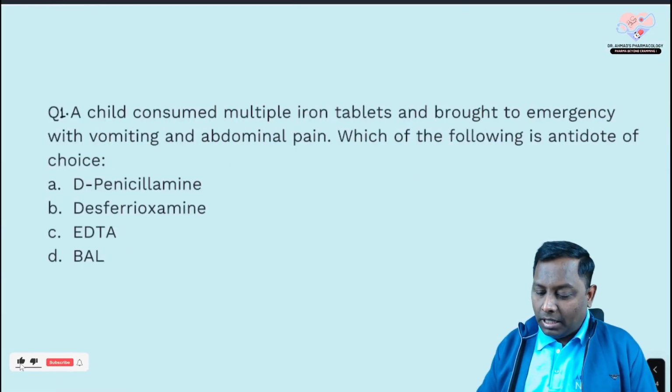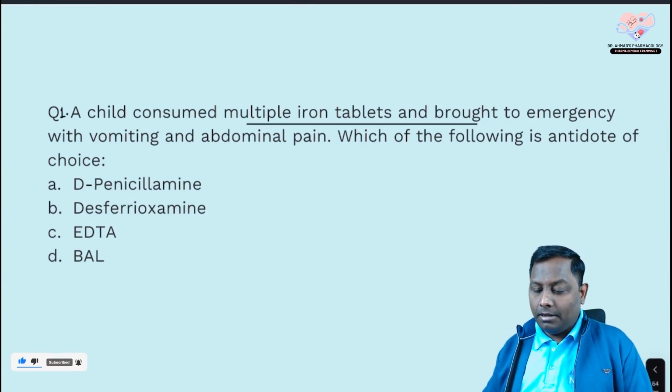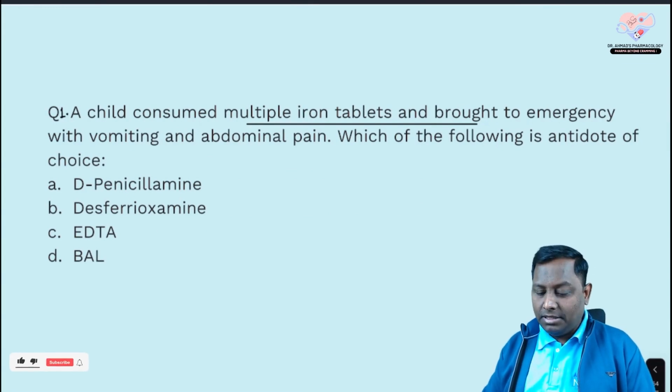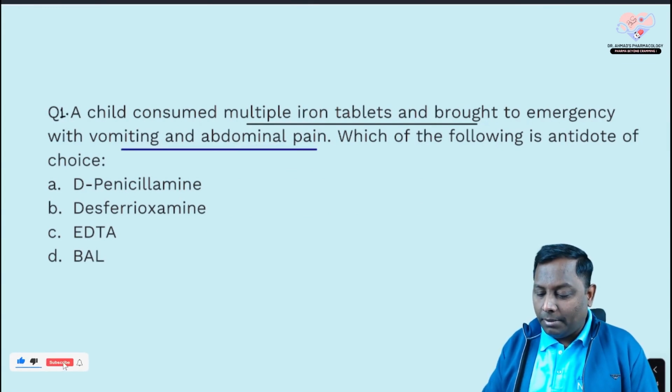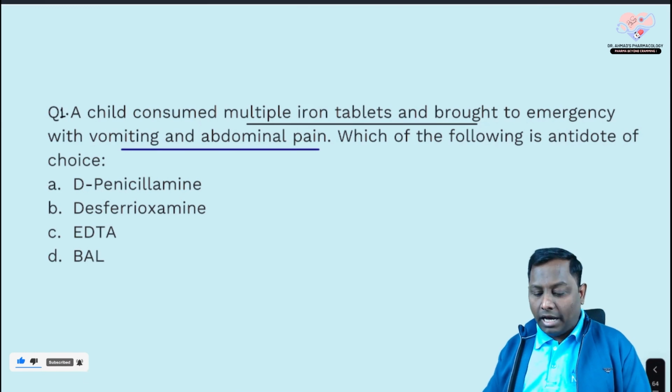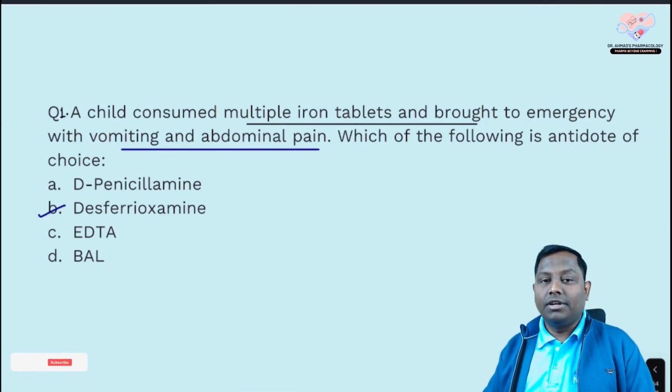A child consumed multiple iron tablets and was brought to the emergency room. Okay, so iron tablet and again emergency room. Again, the main symptom will be GI symptoms: nausea, vomiting, abdominal pain. Which of the following is the antidote of choice? So for iron poisoning, the antidote of choice, everyone is aware of deferoxamine.